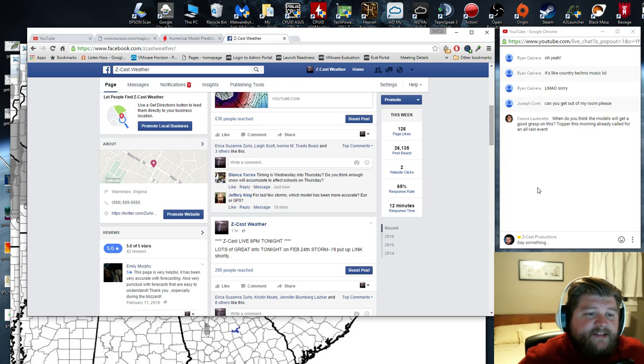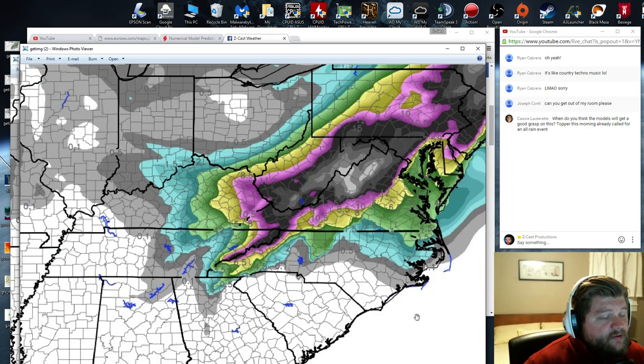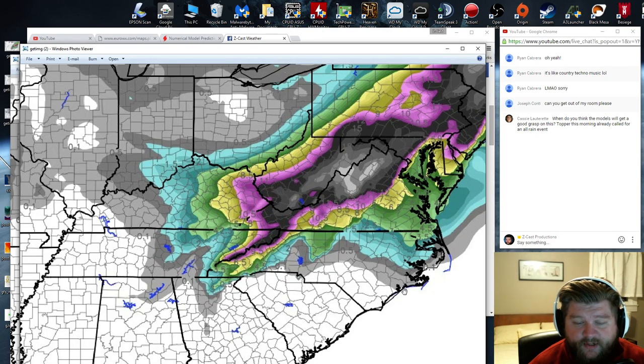So Cassie asks, when do you think the models will get a good grasp on this? Topper this morning already called for an all-rain event. Well, to be honest, Cassie, the Euro does have a good handle on it. It knows it's going to be a coastal. It knows the temperatures are going to be lower than stated by the GFS, which I would definitely trust right now more than the GFS. It has an idea about how much moisture it's going to bring. And it makes more sense in terms of the United States map I showed, as far as how the system will develop down near the Gulf, bring up the moisture, and then blow up off the coast and come up. It has a better idea. So the Euro has a grasp on it.